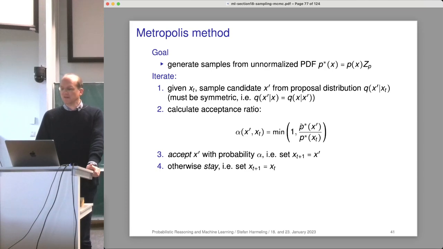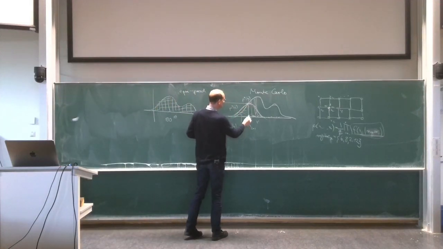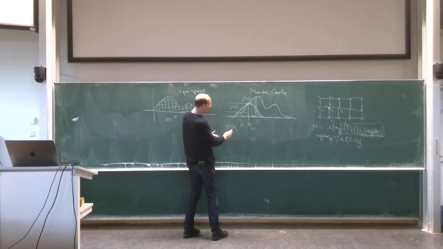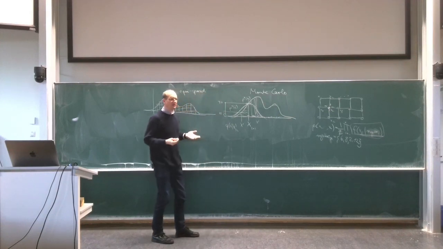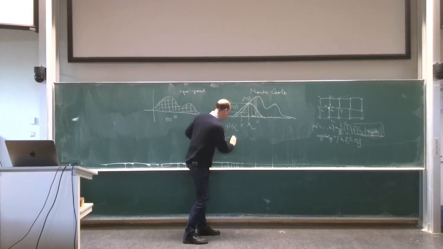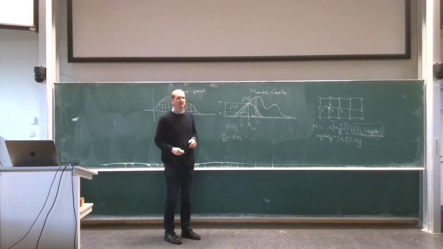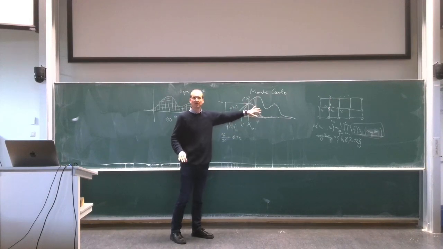Okay? So let's say, in this case, I'm right here, and I'm sampling the x prime from my proposal distribution q. Let's say this height is 10, and this height might be 30. Then I take the quotient of the new one divided by the old one, and that gives me 0.3 as the acceptance probability. And then I flip a coin and I say, okay, with 1/3 I accept this sample, and with 2/3 I'm not accepting it and I want to do it again.